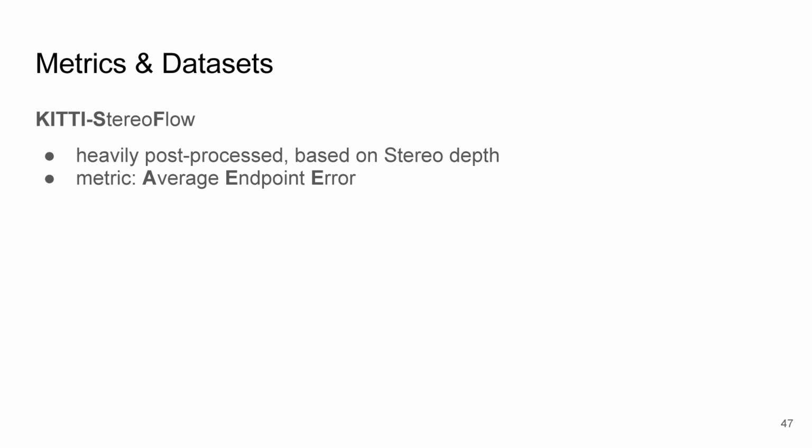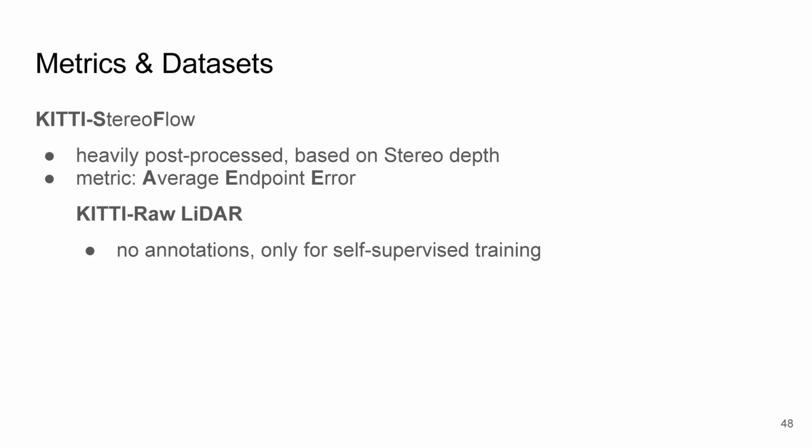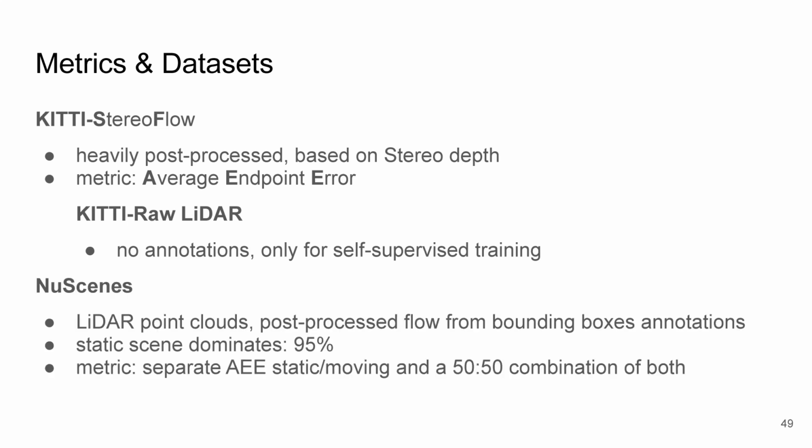The metric used to evaluate the performance is the average endpoint error. As the dataset is small and therefore can only be used for validation purposes, we also processed the raw LiDAR point clouds from the Kitty dataset in order to train our method. For a more realistic flow scenario, we opted for the NuScenes dataset. Its data allowed us to annotate the point cloud with scene flow through the usage of object bounding boxes, which were densely annotated across time.